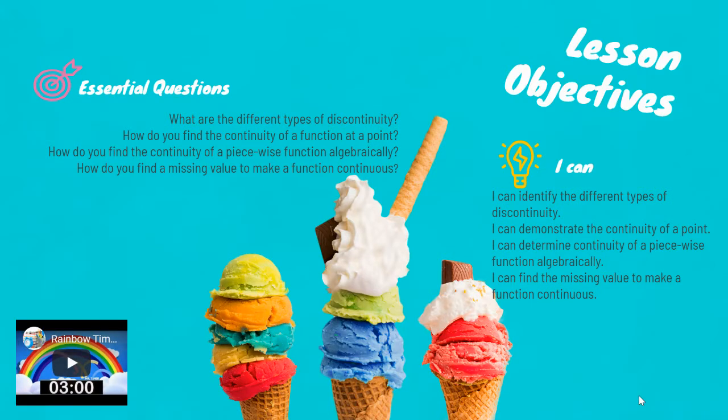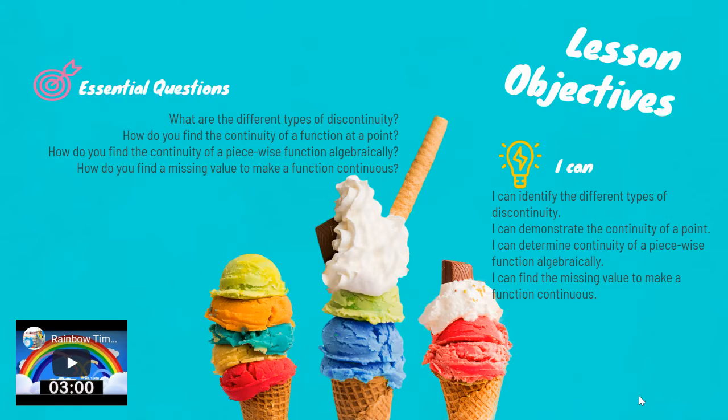So our lesson objectives for the day, the essential questions, and there's 4 of them. I did leave you extra space. But again, if you need to pause to write this all down, you can. What are the different types of continuity? How do you find the continuity of a function at a point? How do you find the continuity of a piecewise function algebraically? And how do you find a missing value to make functions continuous?